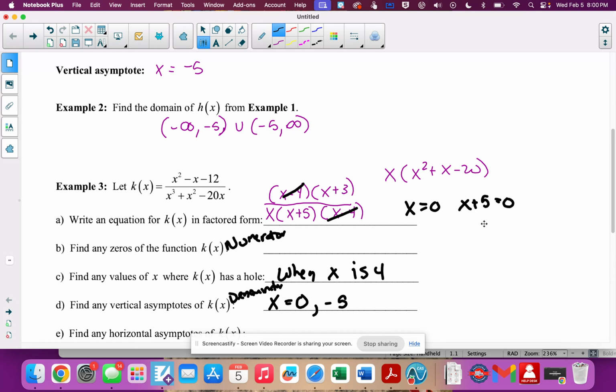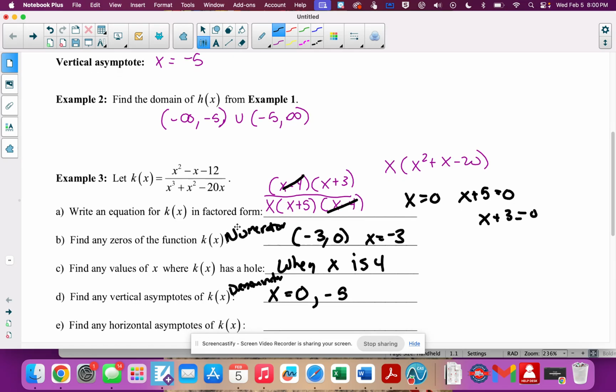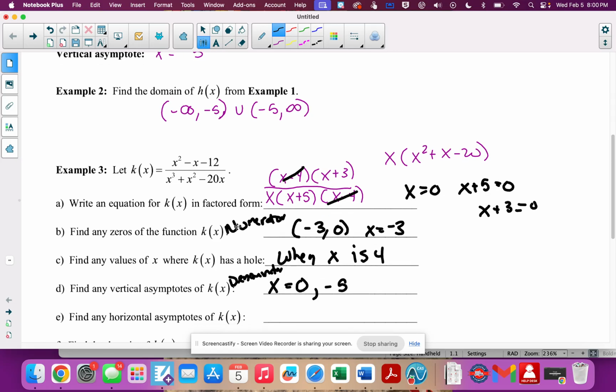So our zeros, we set it equal to 0 and solve it, is -3, or you could say x is equal to -3, since you are being asked for zeros. It's like the solutions type. Okay, horizontal asymptotes, and again, this comes down to after you have simplified all your factors.